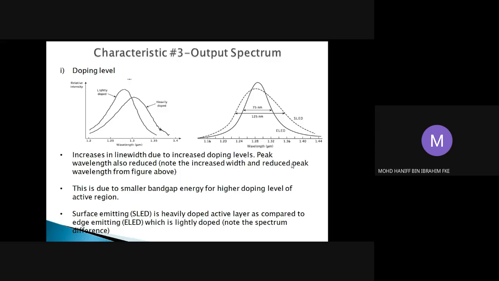And then we have a different output spectrum for the case of the surface LED and the edge emitting LED, as the surface LED stands for surface emitting and the edge LED stands for edge emitting. So it can be said that the surface emitting LED always has a wider spectral width as opposed to the edge emitting LED, because of the doping level of this material.